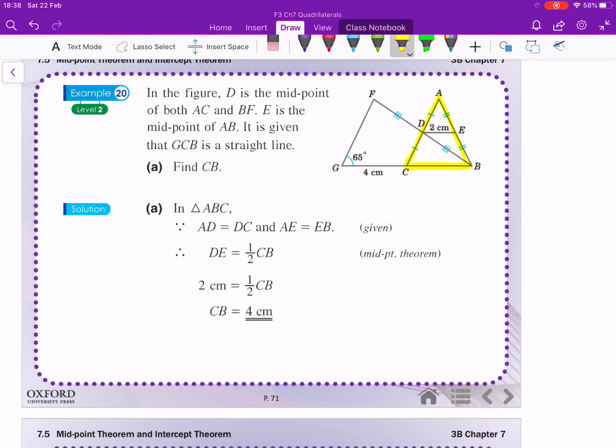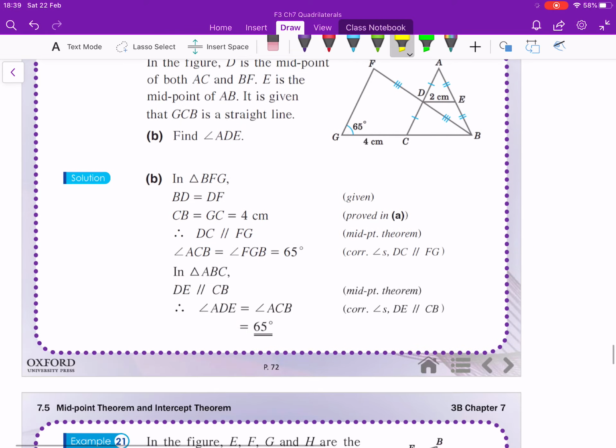So we have to find the length of BC. Let's use the second result of the midpoint theorem. DE should be half of the base BC, by the midpoint theorem. And once again, you have to tell me the reason, so I strongly suggest you write it down. Tell me that since D is the midpoint and E is the midpoint, therefore by the midpoint theorem, DE is half of BC. So calculate, BC is 4 cm. So this is part A.